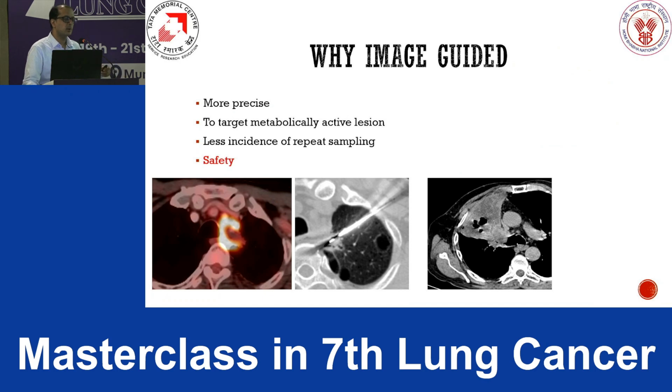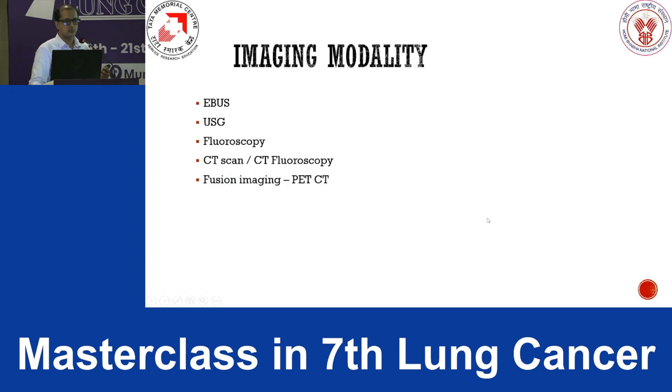And why are we talking about the image guided one? Because it is more precise. You can target metabolically active area with more precision. So if we see here, the metabolically active area is on the medial portion close to the trachea, and we can target it easily via CT scan guided. There is less incidence of sampling errors. And fourth, it is a safe procedure because you are seeing it under direct vision. This is one which is close to the bronchus, and this is collapsed part of the lung, which means we can target it much more easily.